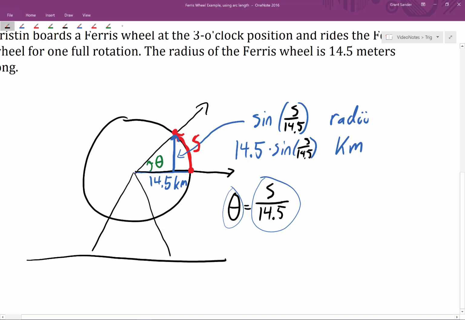Those are still true. We didn't really change that much. All we did was change what we're using as our input variable. Now we're just expressing things in terms of s instead of in terms of theta. But since theta equals s divided by 14.5, we didn't really change the quantity that we were representing.